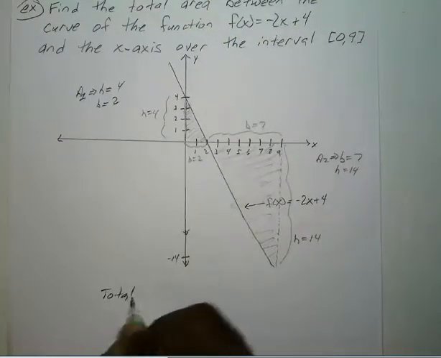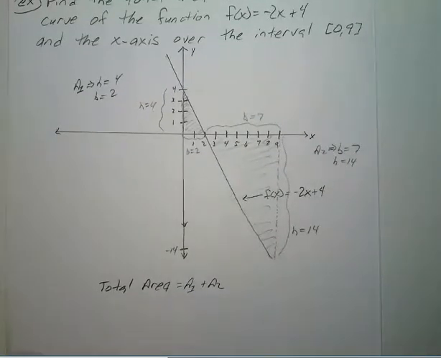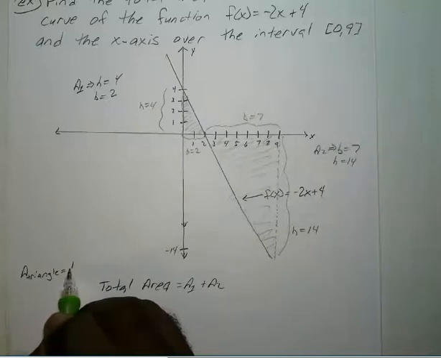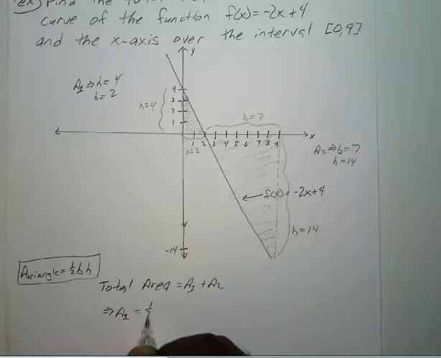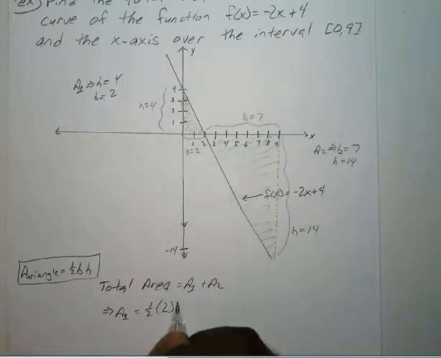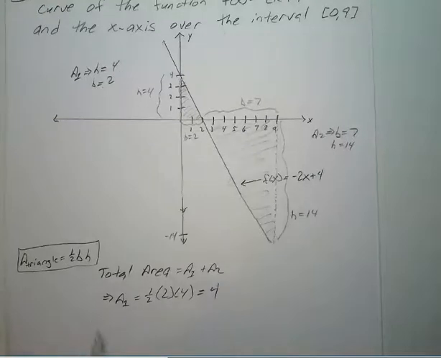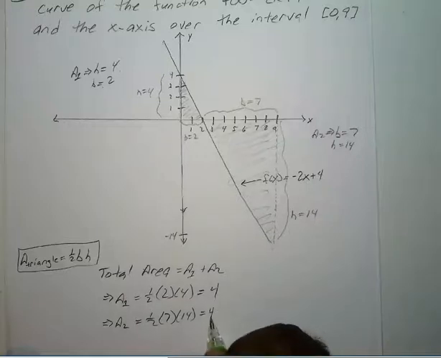Our total area, just adding those two together, is A1 plus A2. And of course, remember the area of a triangle equals 1/2 the base times height. So our area above the x-axis is equal to 1/2 times 2 times 4, which is equal to 4. And our area below the x-axis is 1/2 times 7 times 14, which is 49.